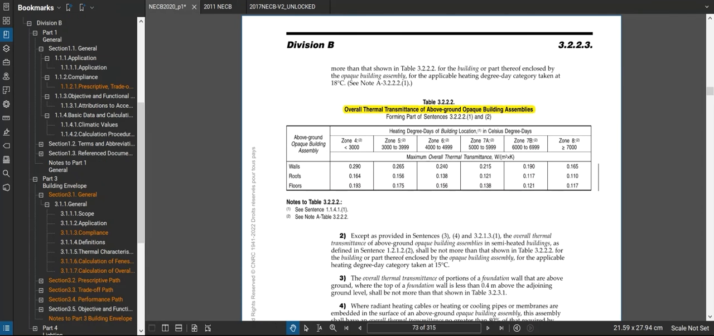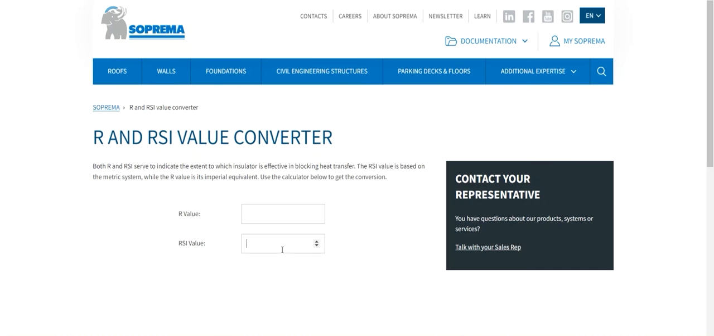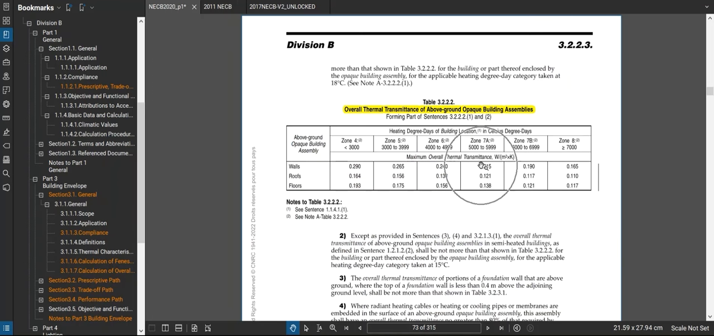And if you work in R instead of RSI, so the imperial units, then I just usually go to a web page and do that conversion. So 4.65 is an R26.4, which is actually kind of curious because this is a fairly new document when I'm recording this, so I'm just going through this myself to see what's changed, and this number is different from the 2017, but not in the direction I would have expected.